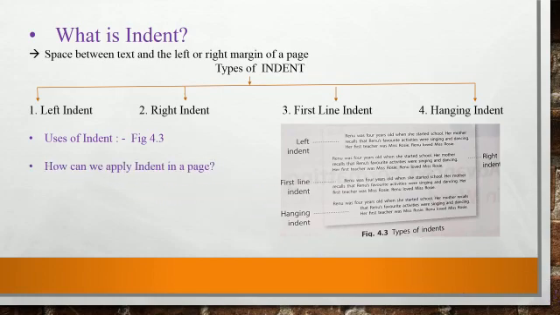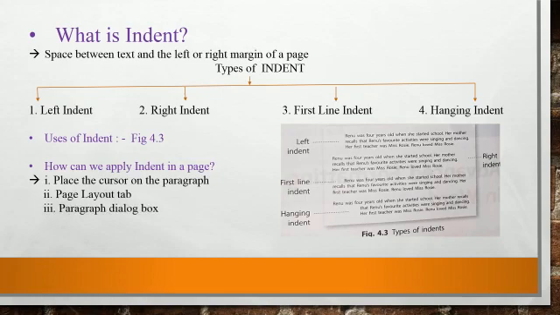Now to apply indent, you have to place the cursor anywhere on the paragraph. Click on the Page Layout tab, and in the Paragraph group, click on the dialog box launcher arrow to open the Paragraph dialog box. In the Indentation section, you can set left indent and right indent by increasing and decreasing with the arrows. And just next to it, in the Special option, you can set first line indent and hanging indent.